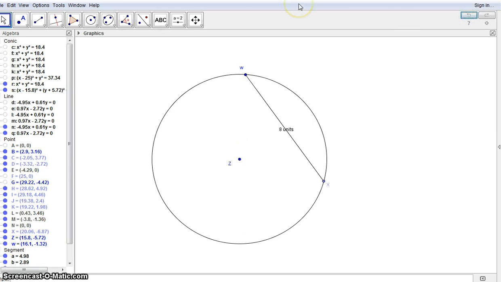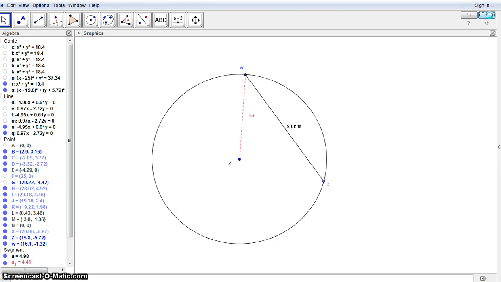We were told that we had a chord on a circle called WX with a center called Z, and that chord was 8 units. We were also told that the radius of circle Z was 5 units long. So adding that information to the diagram, and as always, this needs to be your first step: draw what you know.